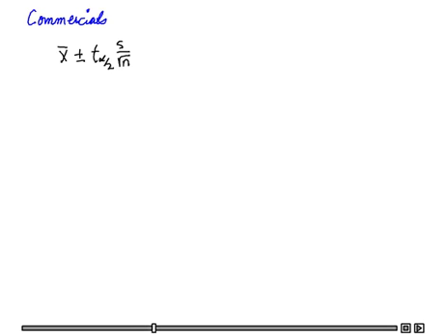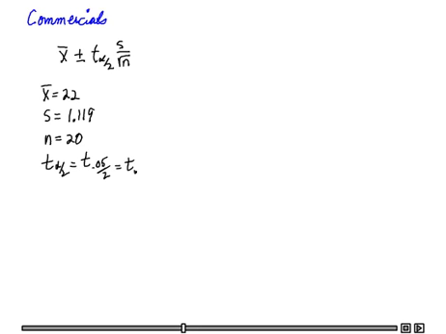So, getting my data set into the calculator or Excel, I can calculate the sample average. Turns out to be 22. The sample standard deviation is 1.119, and again our sample size is 20. We need the t-distribution value. It's a 95% confidence interval, so 0.05 is alpha, and I need a critical value for t.025.